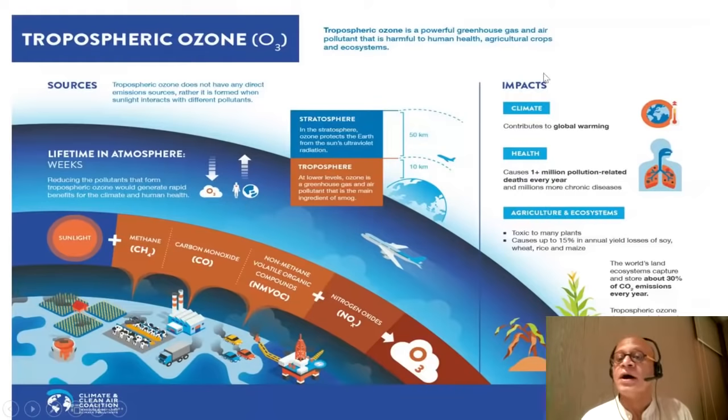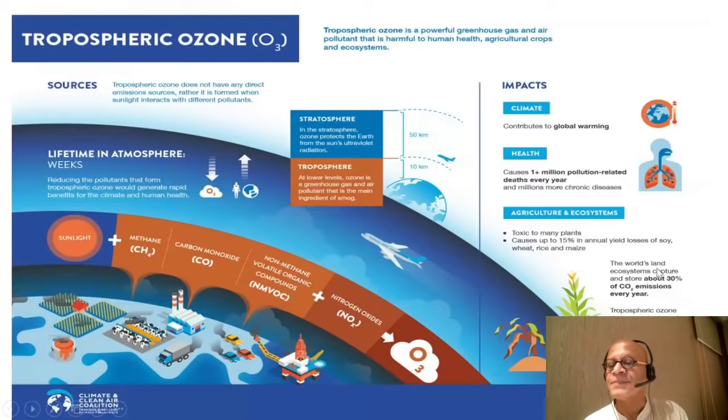Okay. Impacts, of course, it's a strong greenhouse gas, so it contributes to global warming. Health: it causes 1+ million pollution-related deaths every year, and millions more chronic diseases. It's really damaging to the lungs. Agriculture and ecosystems: it's toxic to many plants, and causes up to 15% in annual yield losses of soy, wheat, rice, and maize. Okay, I think there are some controversies about it, but there is no doubt that there is some damage done by ozone to crop yields.